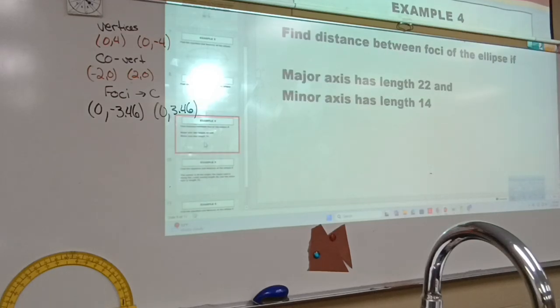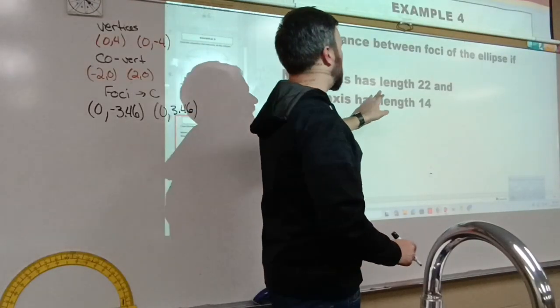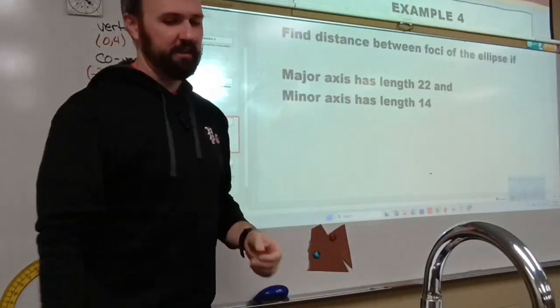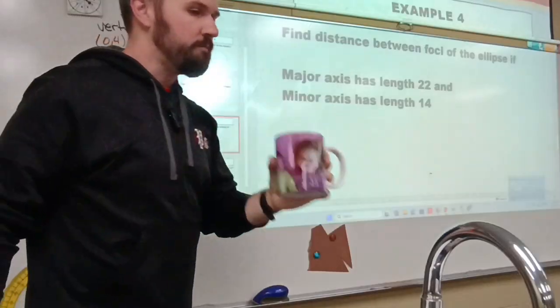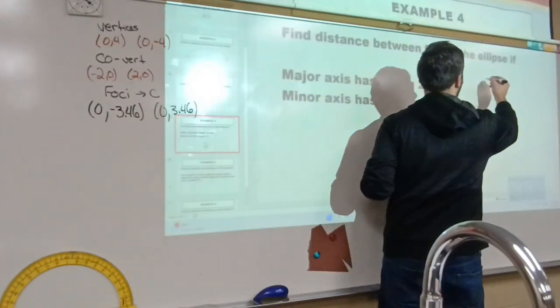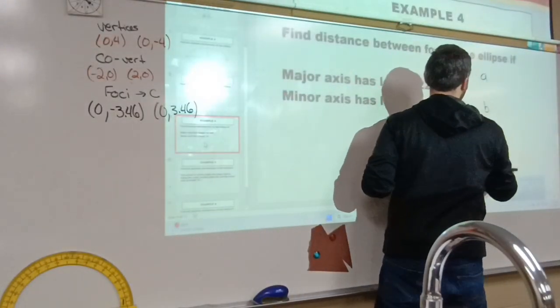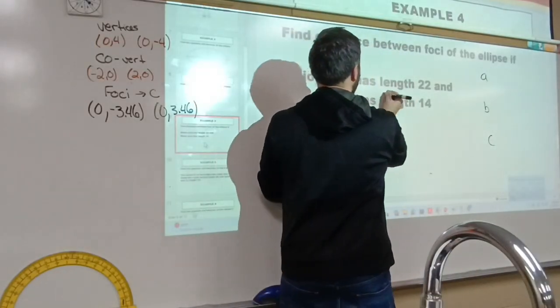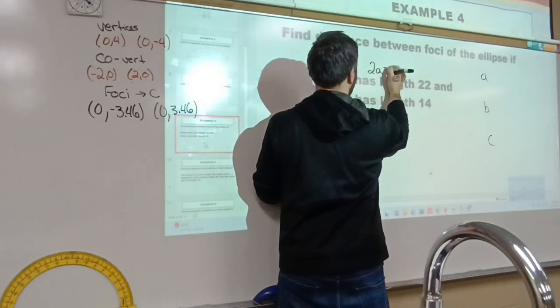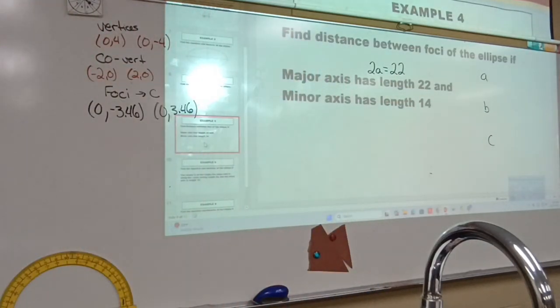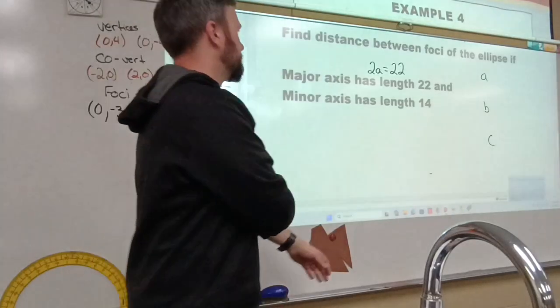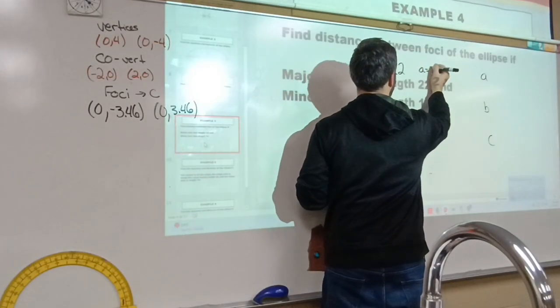All right. What if I give you a question like this? What if I tell you the major axis has a length of 22 and the minor has a length of 14? Could I find C with that? All you need is an A and a B to find C, right? Do you agree the major axis length formula is 2A? That was on one of those first slides, right? So if I know how long the major axis is, cut it in half. That'll give me the length of A, right? So A would be 11.